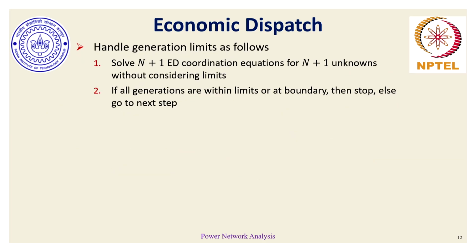So how do we go about that? The slide here presents a simple flow process. Solve n plus 1 coordination equations for n plus 1 unknowns without considering limits. If the limits happen to be within boundaries, the solution has been obtained and nothing needs to be done. But in most cases it won't happen.